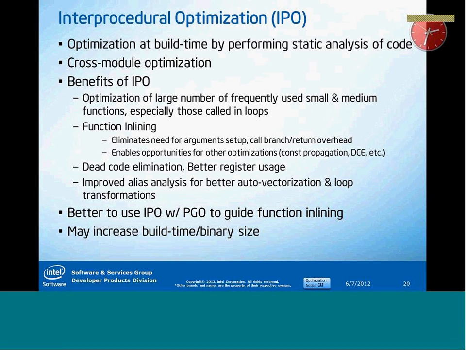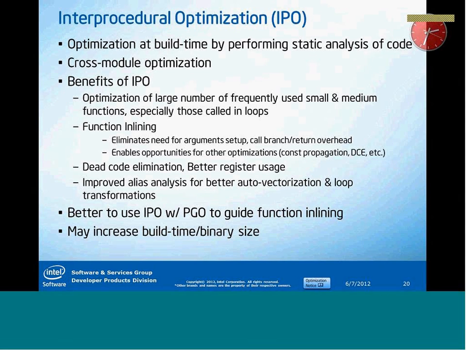If there are no other questions, I'll jump on to these next two major features. The first one is IPO, inter-procedural optimization. This is optimization at build time by performing static analysis of your code. The compiler looks at the code, and it has the capability of analyzing the code either file by file or across files. And I'll explain on the next slide what I mean by file by file or across files.